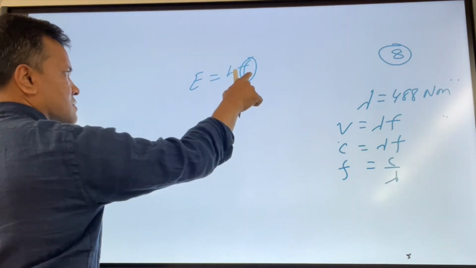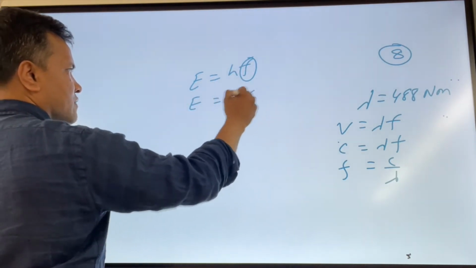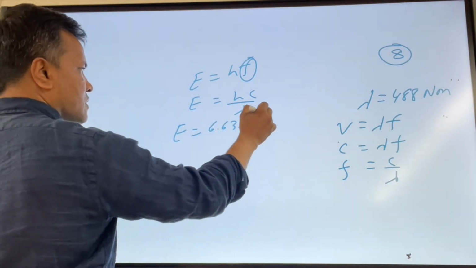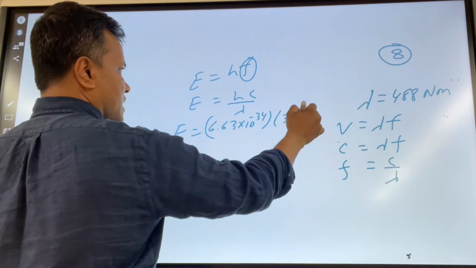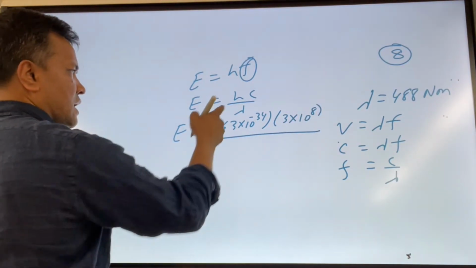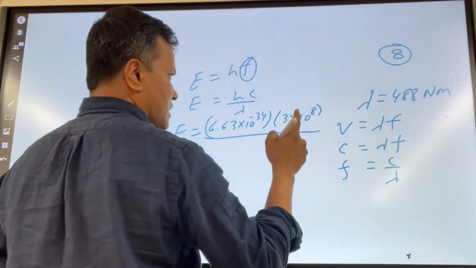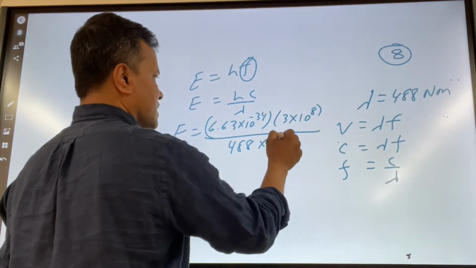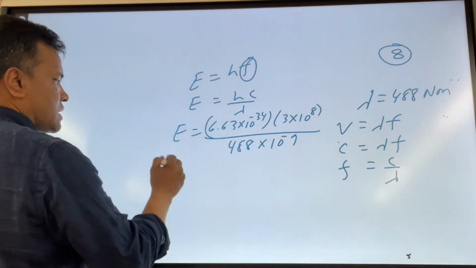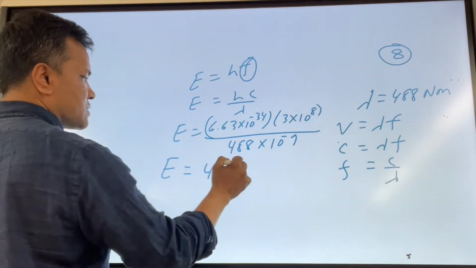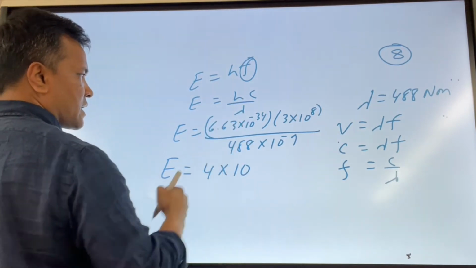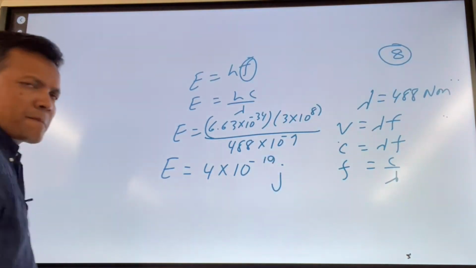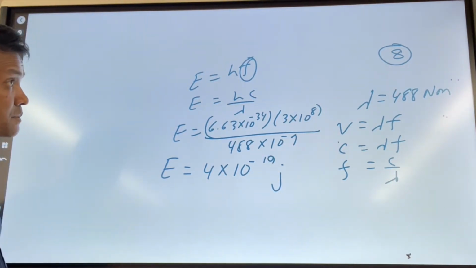So replace that frequency with C over lambda. So E is equal to hc over lambda. So E is equal to 6.63 times 10 raised to negative 34, times 3 times 10 raised to 8, over lambda. What is lambda? Of course, lambda is 488. This is nanometer, make it meter, so 10 raised to negative 9. So E is equal to 4 times 10 raised to negative 19 joule. Okay, so that is problem number 8.